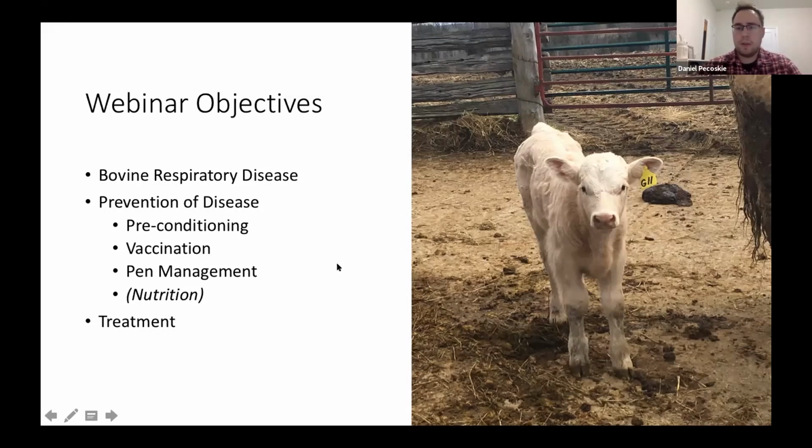Nutrition is in brackets there because it is a very important aspect of prevention of disease. We'll have that covered a little bit later on today. And then finally, to close out, going over some basic approaches to treatment.